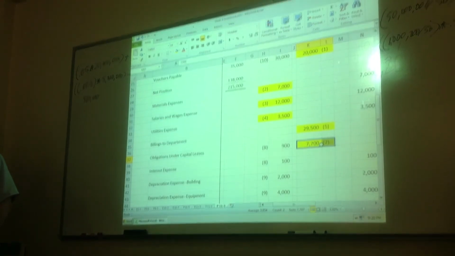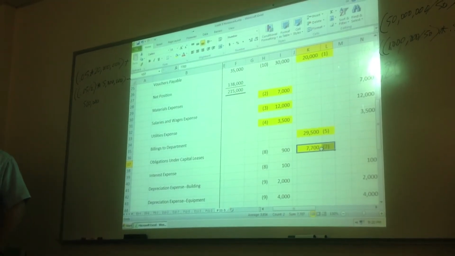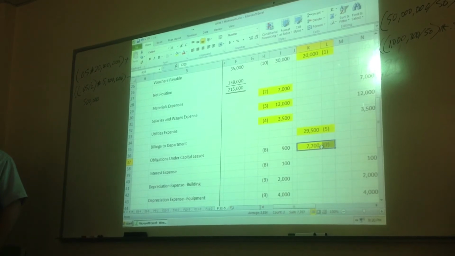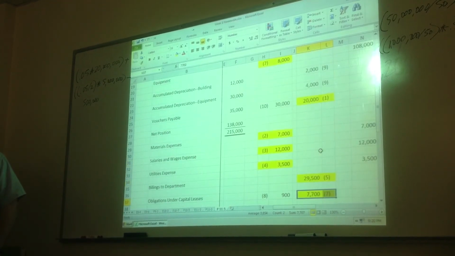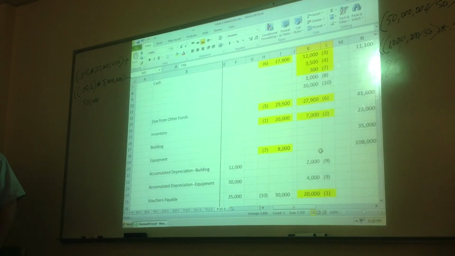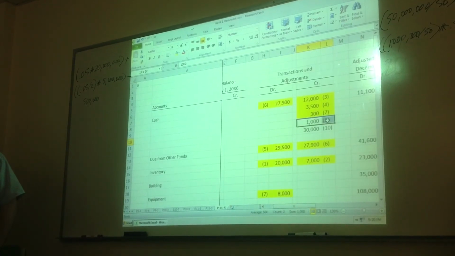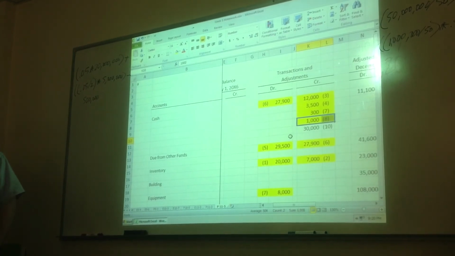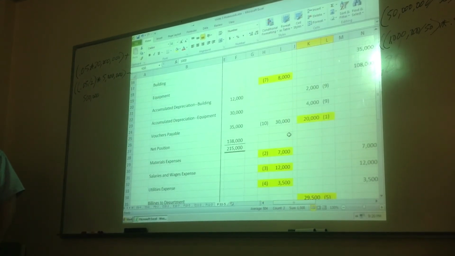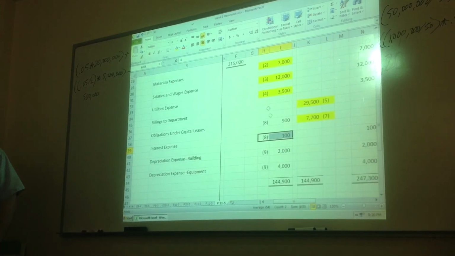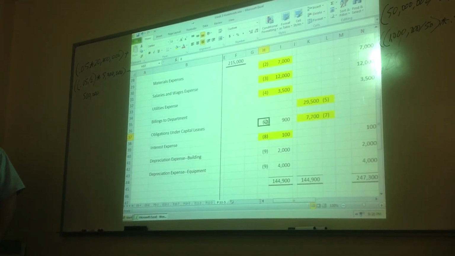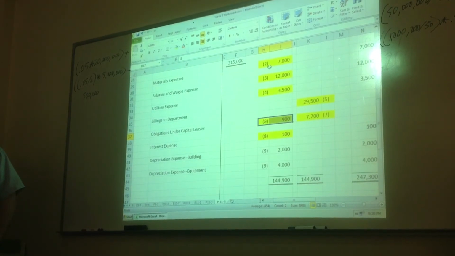Number 8, subsequent lease payments $1,000, including $100 interest. What do you think the entry is? Credit cash for $1,000. Debit what? What am I paying? Interest expense. Interest and a lease. Interest expense and lease obligations on a capital lease or a capital lease payable. Right?